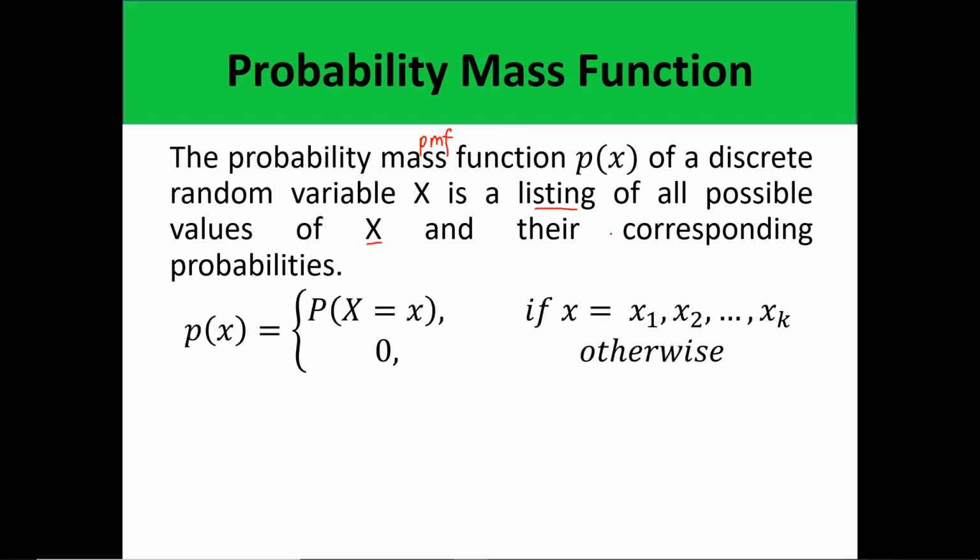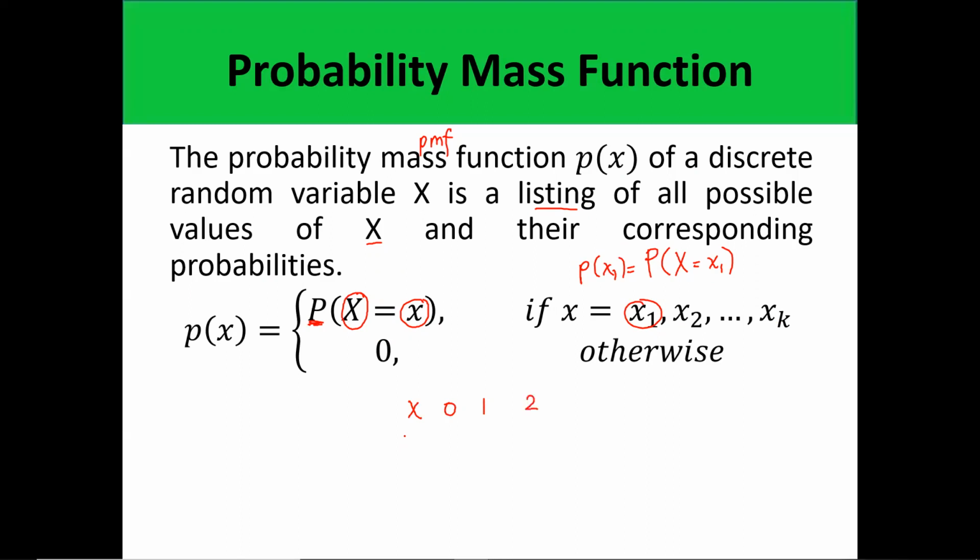That's why we have here small p of x as the probability that the random variable x is equal to a specific value of x. So let's say if x is equal to x sub 1, that means small p of x sub 1 is equal to the probability that the random variable x is equal to x sub 1. Now, if the value of x is not among the values x sub 1 up to x sub k, then its probability must be 0.